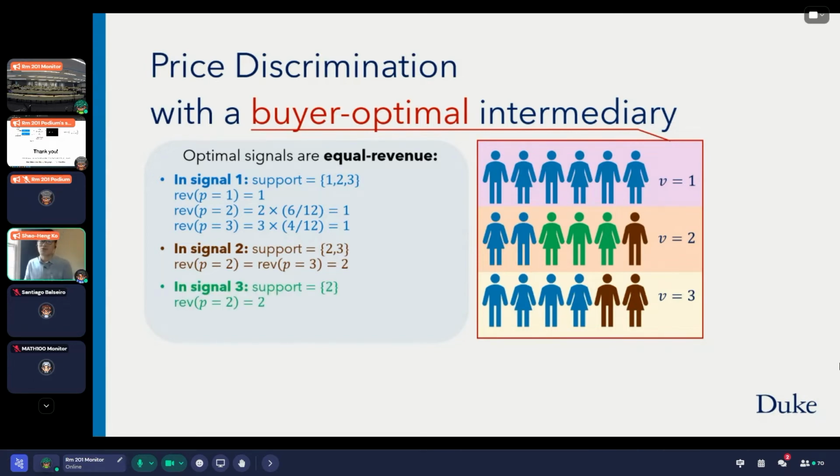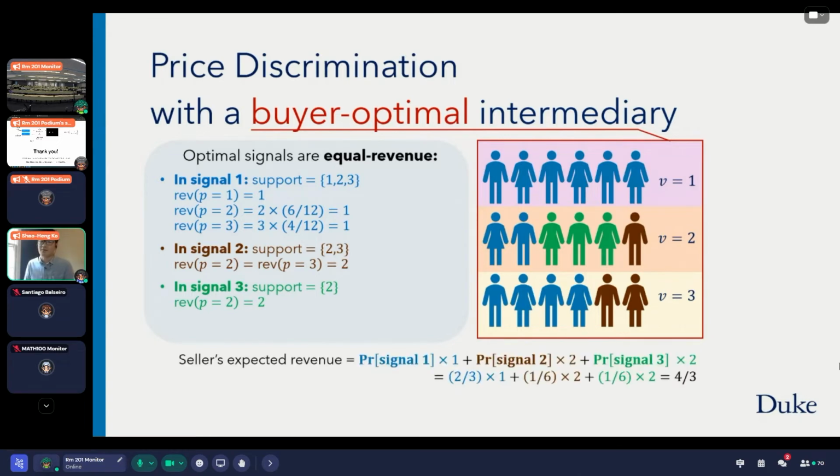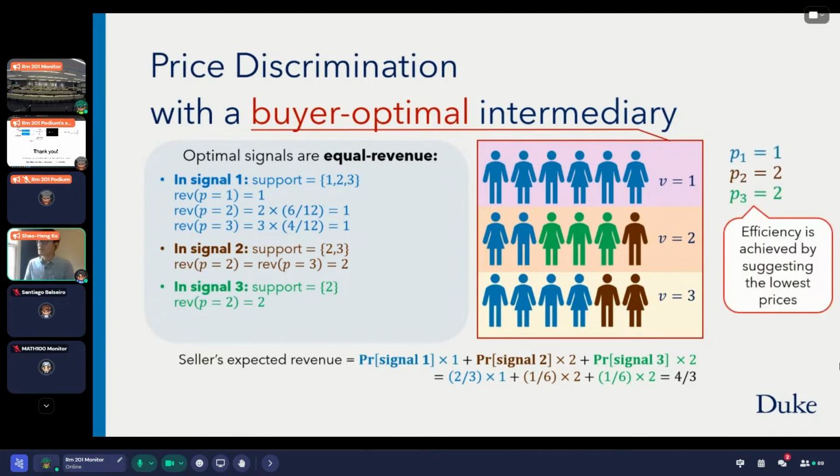So as such, we can also verify that the total expected revenue that the seller gets from all the signals when aggregated together indeed equals the original maximum revenue 4/3. Now, because the seller is indifferent among the prices, we can suggest setting the price at the lowest value in each signal, which will then lead to efficiency. In other words, the item will always sell. So this scheme satisfies the desired properties and is buyer optimal.